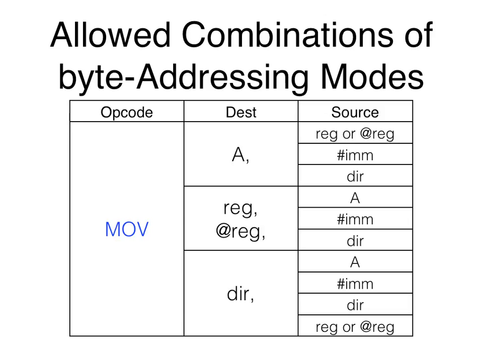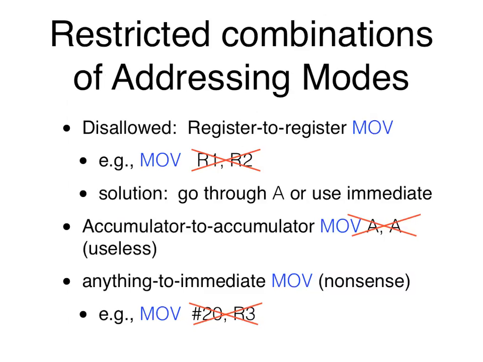But that's not the full combination. So some combinations are not allowed. So what is not allowed? Well, register to register move. So you can't say move R1, comma R2. That's not allowed. And so what do you do? Well, you have to go through the accumulator.